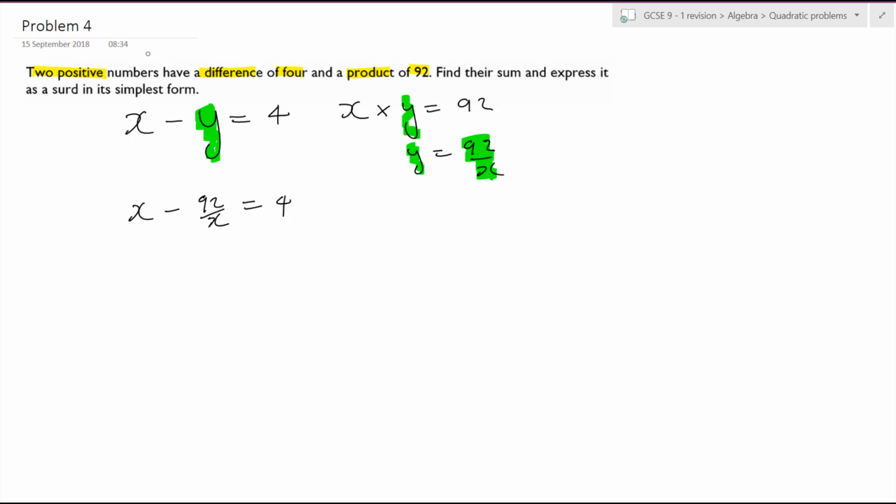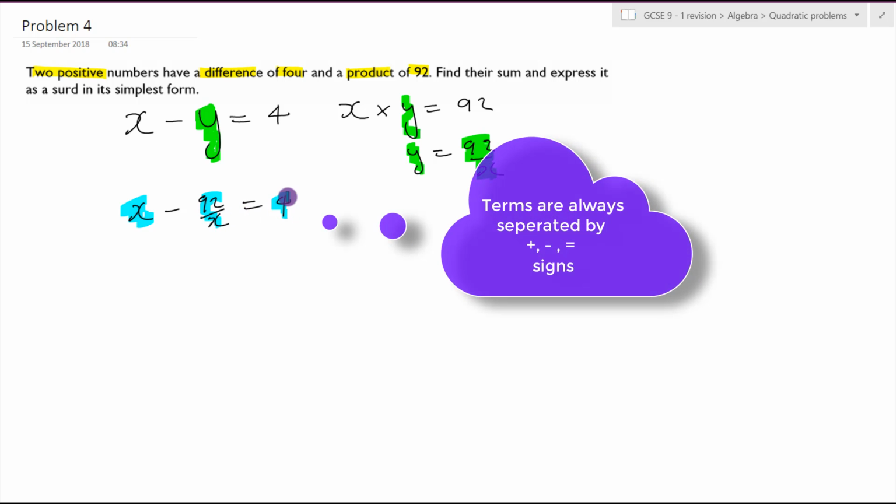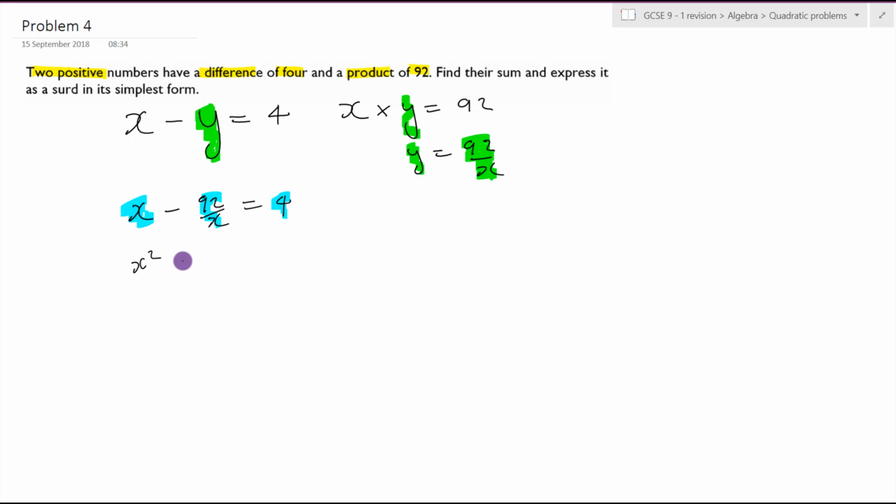Now I have to times throughout by x, and I times every term by x. So I have a term here, a term here, and a term here, because terms are separated by minuses or pluses or equals. So we must times this by x to get x squared, and we must times this by x and we get 92. Times this by x, I get 4x. Now quadratics, to solve them, I get them all on the same side. So I get x squared minus 4x minus 92 equals 0.